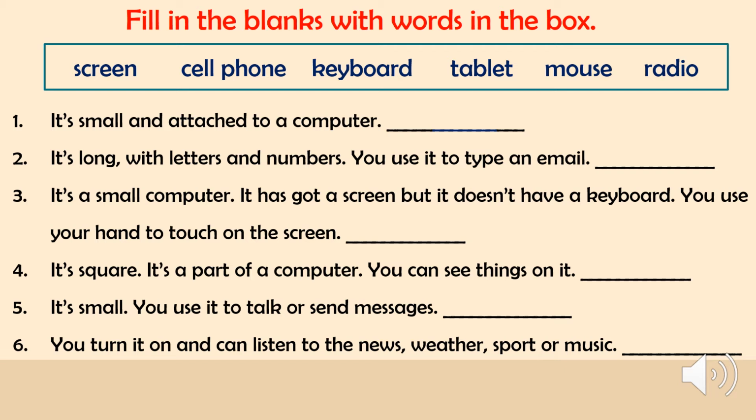Right. So number 1 is small and attached to a computer. So let's think, what thing is small? Yes, it's a mouse. Okay, if you are correct, let's put a tick. Number 2, something that is long with letters and numbers, and you will use it to type an email. What's that? Yeah, it's a keyboard.